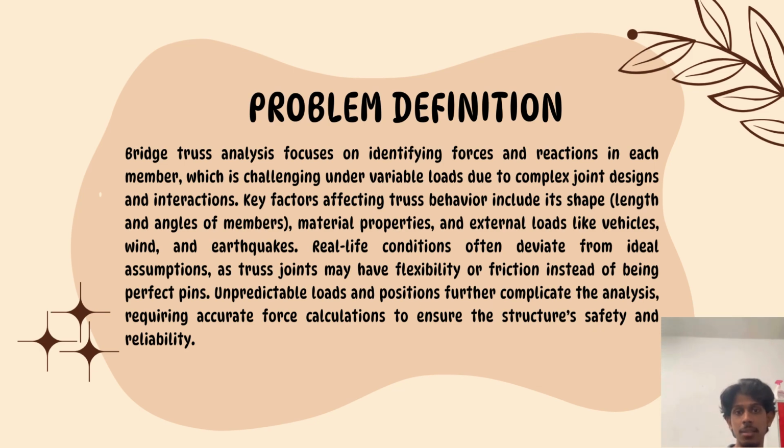Key factors affecting truss behavior include its shape, such as the length and angles of members, material properties, and external loads like vehicles, wind, and seismic forces. Real-life conditions often deviate from ideal assumptions, as truss joints may have flexibility or friction instead of being perfect pins. Unpredictable loads and positions further complicate the analysis, requiring accurate force calculations to ensure the structure's safety and reliability.